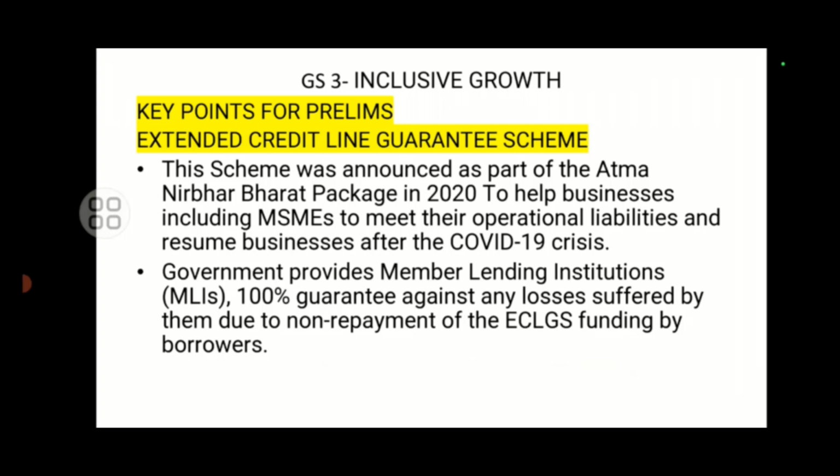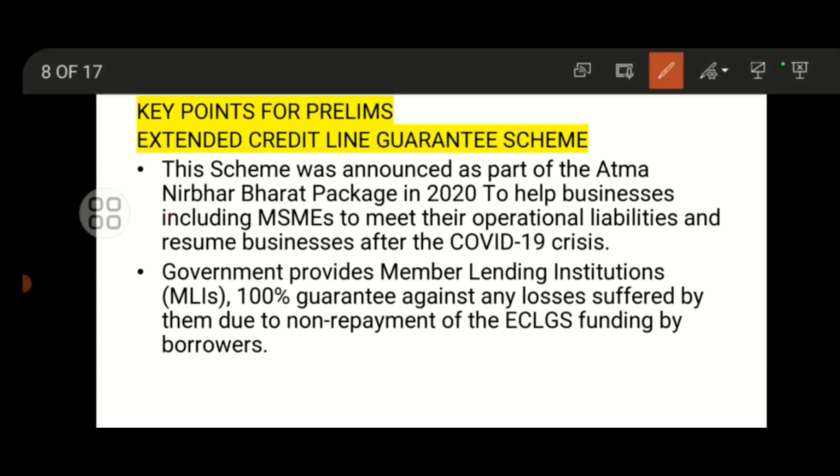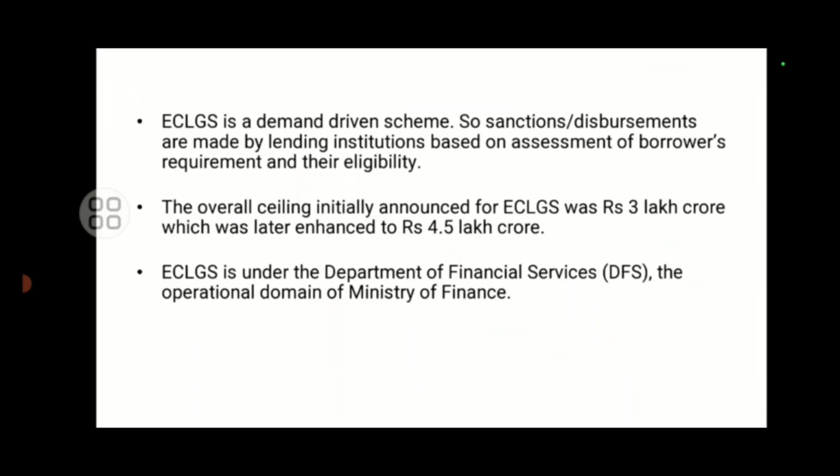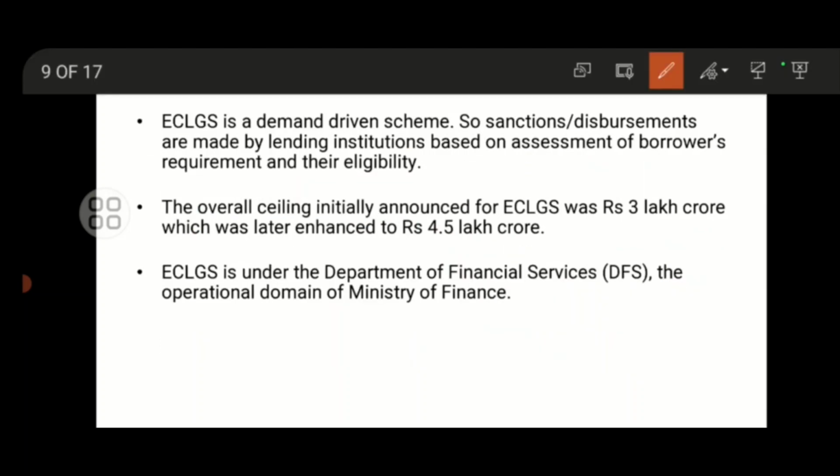The next issue is the Emergency Credit Line Guarantee Scheme. This comes under GS3, inclusive growth. This scheme was announced as part of the Atmanirbhar Bharat package in 2020. It is to help businesses, including MSMEs, meet their operational liabilities. The government provides member lending institutions a 100% guarantee against any losses if there is non-repayment of this funding. This is a demand-based scheme, so sanction and disbursement are made based on the borrower's requirement only.